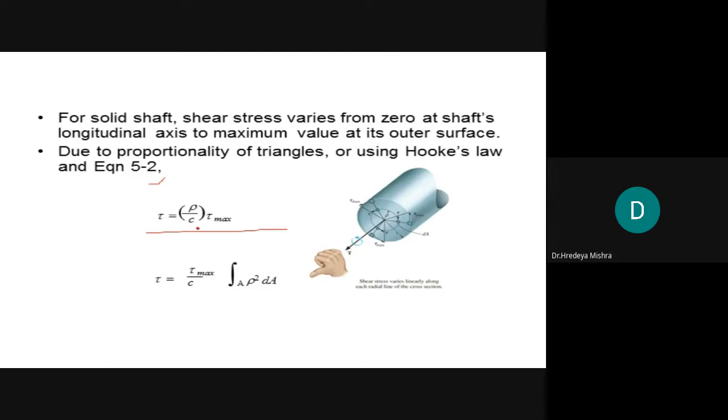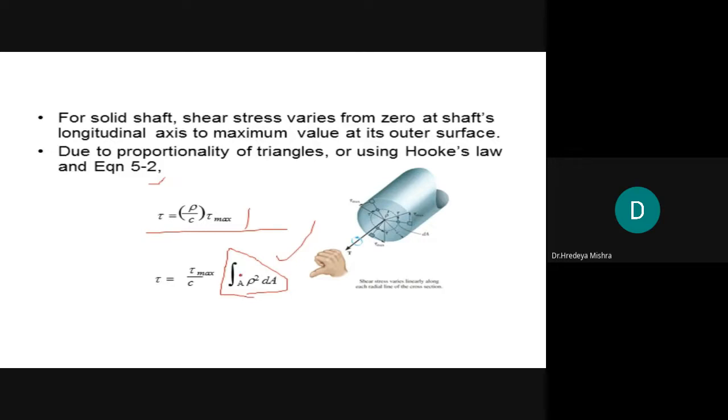Tau equals rho upon c times tau max, or tau equals tau max upon c times the integration over area. Now what is this? We can say this is the polar moment of inertia, which we already discussed in the video.